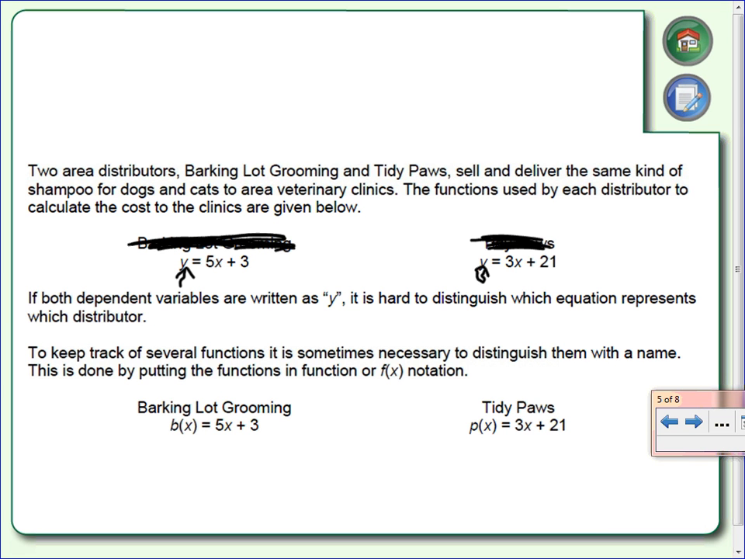It still says 5x plus 3, right? Yes. It still says 3x plus 21. The only thing we're going to change is the y. We're going to change it to a b of x. On this one over here, instead of using y, we're going to use a p of x. So let me time out here.